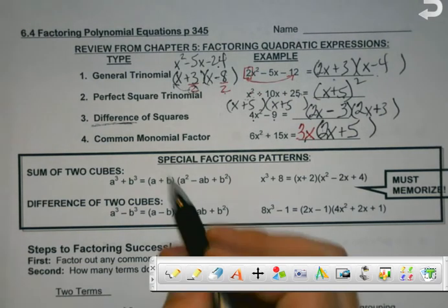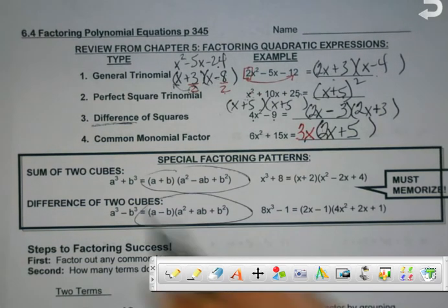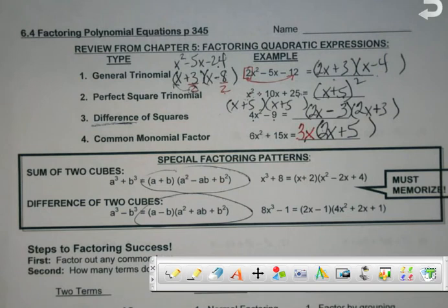Okay, I need to know my forms. This isn't like when we were foiling things out before and I can just do 2 boxes or something. No, you have to know the form. Otherwise, you're not going to get these right. So here's how this works.